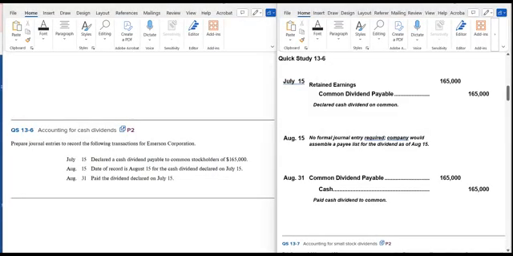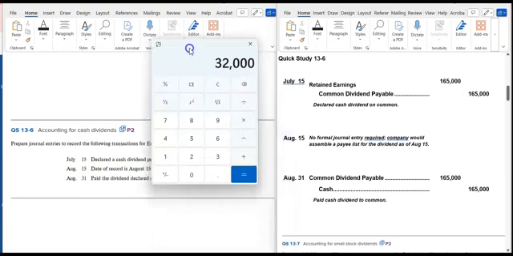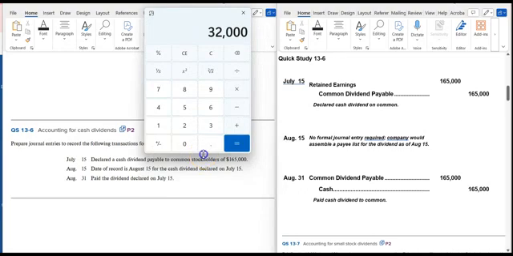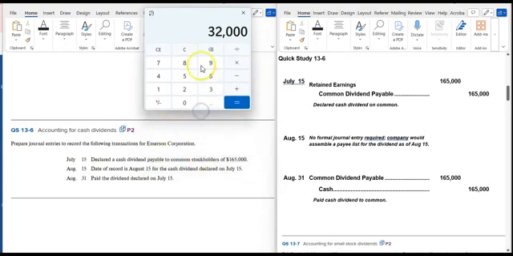Okay, so now that we know how dividends are distributed across two different types of shareholders, let's go in now and look at the accounting for dividends. Okay. So we're going to prepare journal entries for these transactions of Emerson Corporation. July 15th, they declared a cash dividend that will be payable to common stockholders, $165,000.